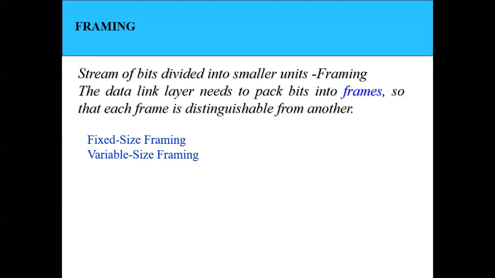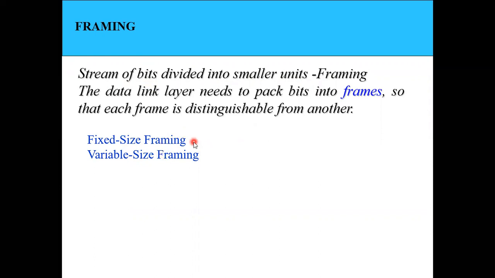In data link control, we have a characteristic called framing. So what is framing? Framing is your stream of bits coming from the upper layer, which is divided into smaller units called frames. There are two types of framing: fixed size framing and variable size framing. What is fixed size framing? The boundary is fixed, and the size is fixed. Whereas in variable size framing, the boundary is not fixed and the size is also not fixed.